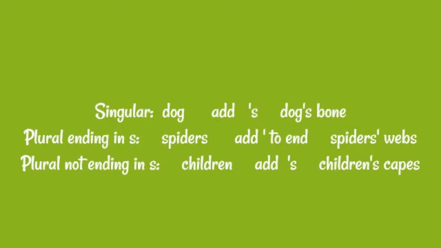For singular, add an apostrophe S. Dog becomes dog's bone. For plural ending in S, add an apostrophe to the end. Spiders becomes spiders' webs. And a plural not ending in an S, for example, women or children, go ahead and add your apostrophe S. Children's capes. Take a look at where the apostrophe and where the S goes on all of these. If you can remember all of this, you're in pretty good shape with apostrophes.